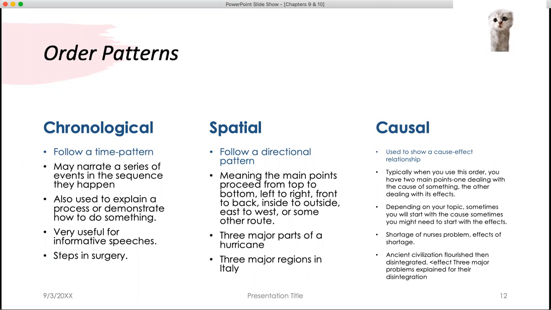Then you have causal order. That is used to show a cause and effect relationship. Typically, when you use this order, you have 2 main points. One deals with the cause of something, the other deals with its effects. Depending on your topic, sometimes you'll start with the cause, sometimes you might need to start with the effects. Here's an example: shortage of nurses as the problem and what the effects are of that shortage. Another example would be ancient civilization flourished, then disintegrated. Effect, the 3 major problems explained for their disintegration.